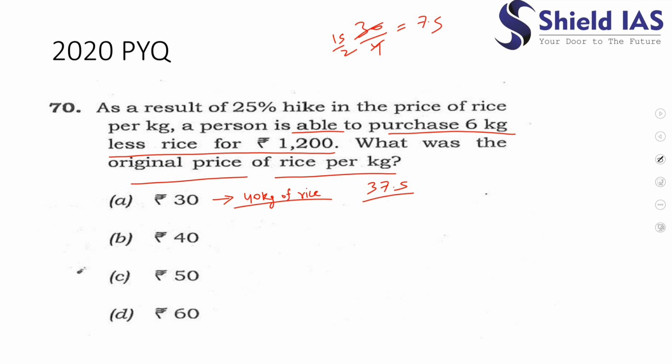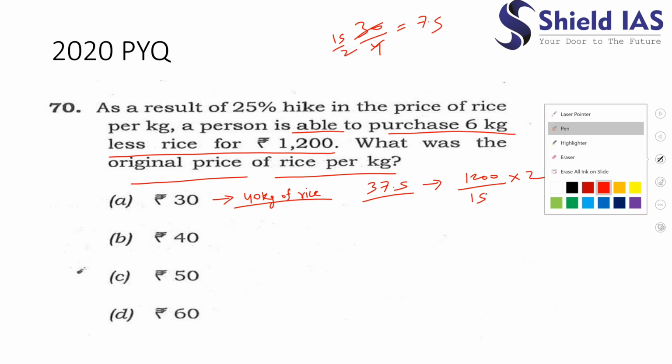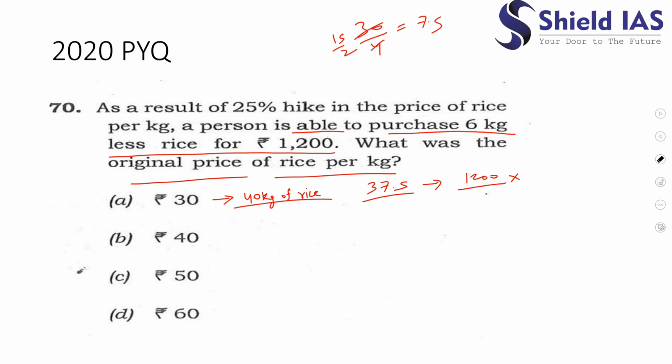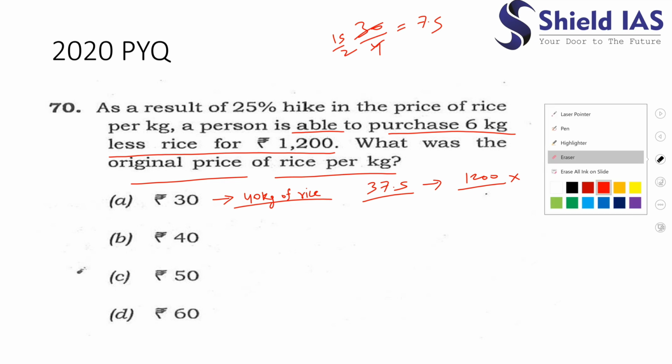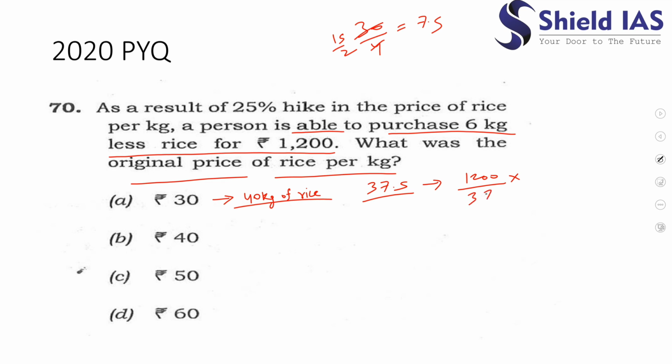How much can the person purchase now? This would be the amount of rice the person would be able to purchase now. No, it will not be the price. I have to add this 7.5 to 30. So it is 375 into 10. Yes, this would be the actual scenario.